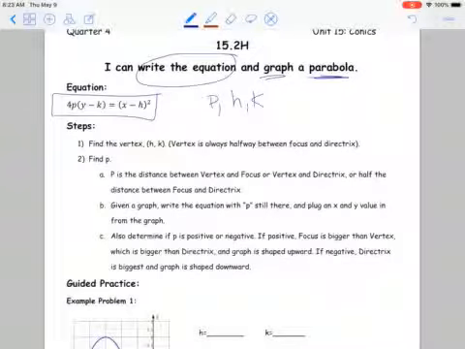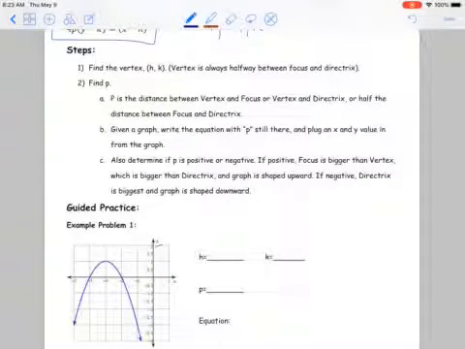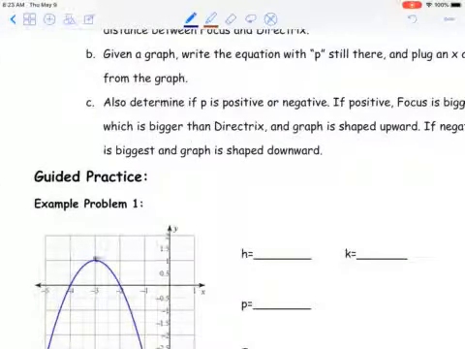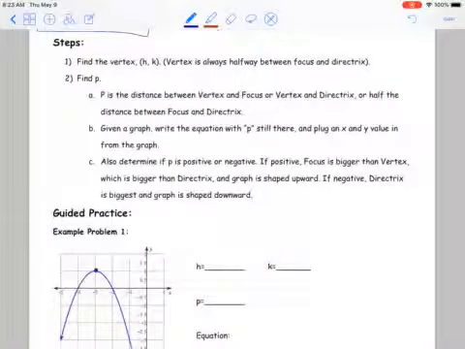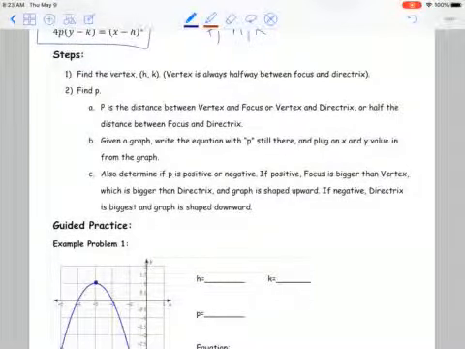So if you're given a graph, H and K is just going to be that high point. So on this practice problem, it's right here. So you're going to write that as H and K, the x direction being H, the y direction being K. So in this case, we have -3 and 1, and pay attention to the scaling on the side.